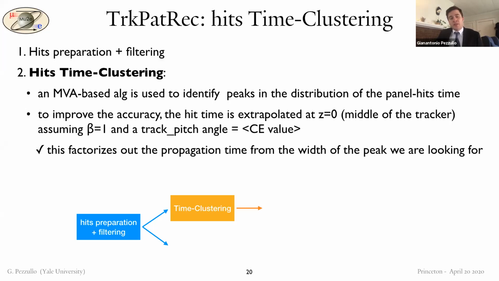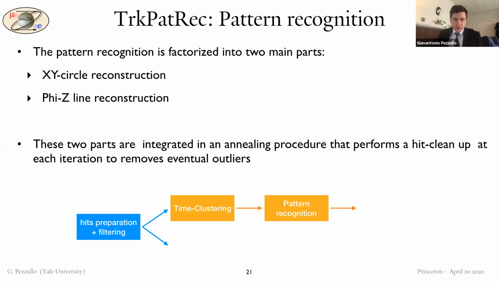We are also assuming a given pitch angle for the track, the average value that we expect for the conversion electron. This allows us to factorize out the propagation time, with respect to the width given by the timing resolution of a given panel hit. That is pretty useful in reducing the width of the peak that we are looking for in the distribution. Then we start the real pattern recognition.